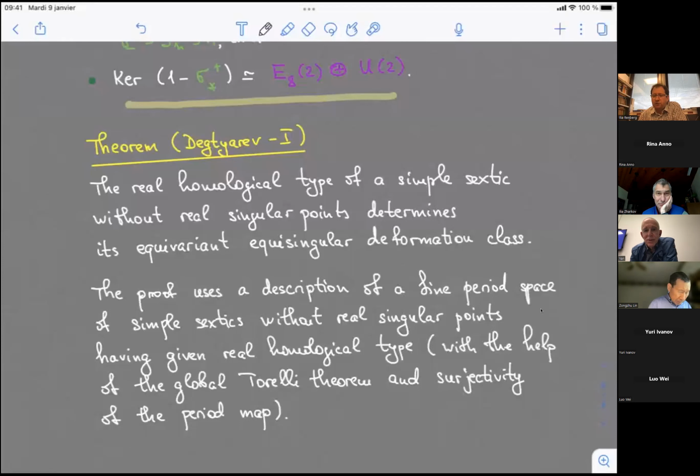Some of these curves have some extra symmetries, and this allows one to write equations. But I did not try to write equations for all of this, for representatives of all these equivariant equisingular deformation classes.